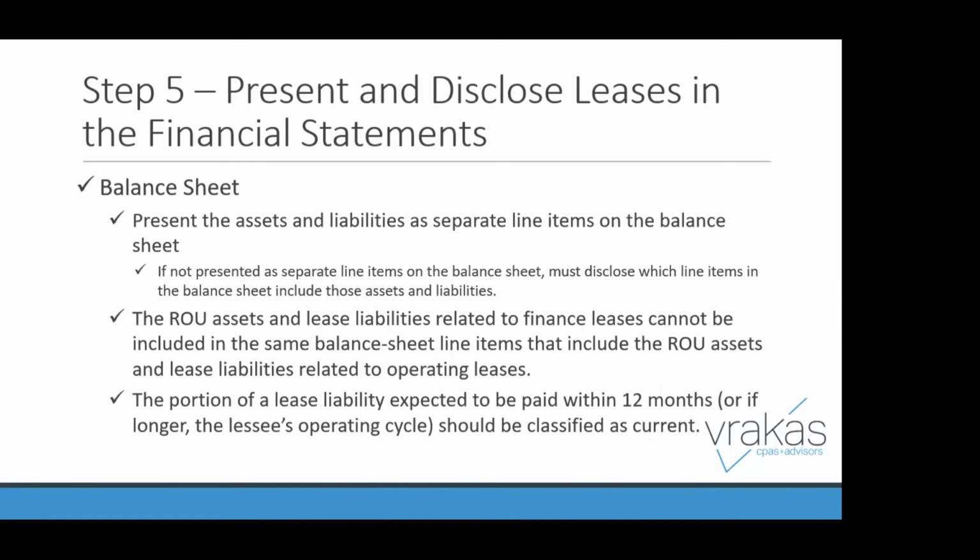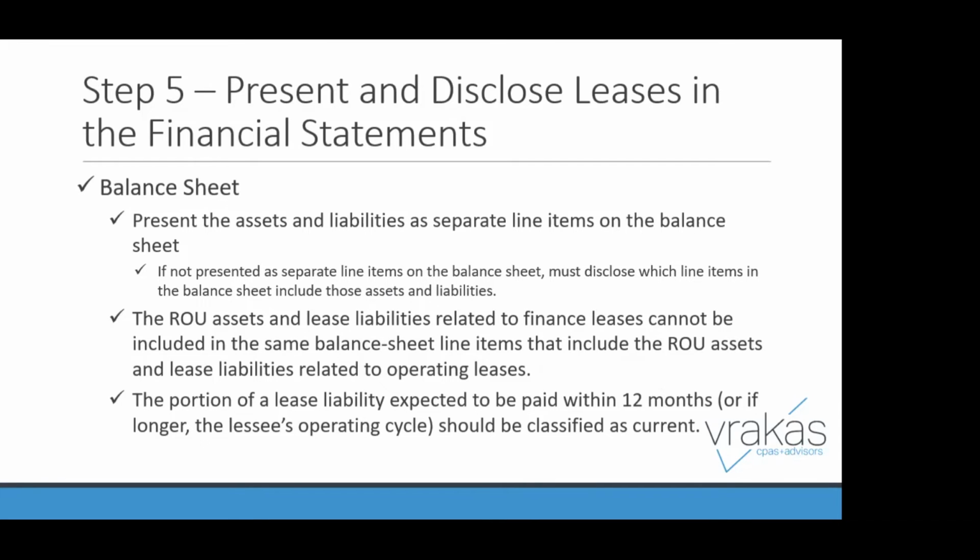In terms of the balance sheet, if you felt like you really wanted to add some financial statement line items to your financial statements, this is the standard for you, because you're going to add up to, I would say, probably 6 new financial statement line items. That is because the standard requires you to present the assets and liabilities separately for operating leases and financing leases.